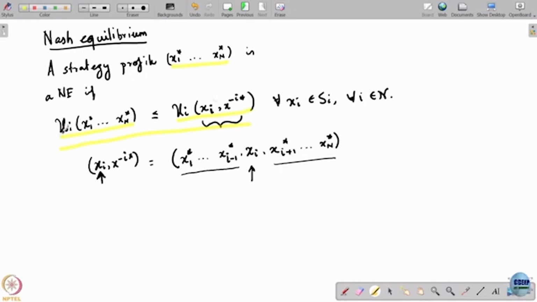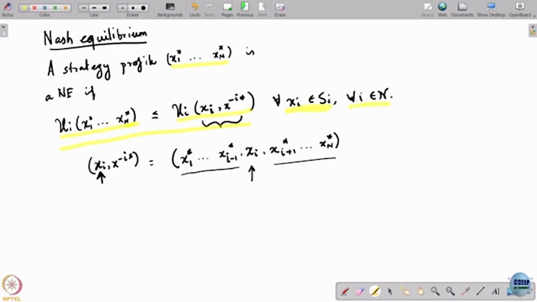Okay. So what this inequality is saying is that player i is better off playing the starred value than he is by switching to some other xi, provided the others stick to their starred values. Okay. And this holds for every xi, and moreover this holds not just for this particular player i that you have chosen, this is symmetric, it holds for all players.